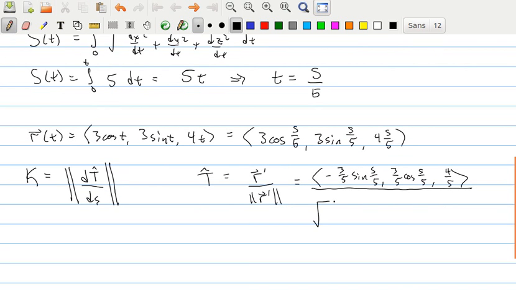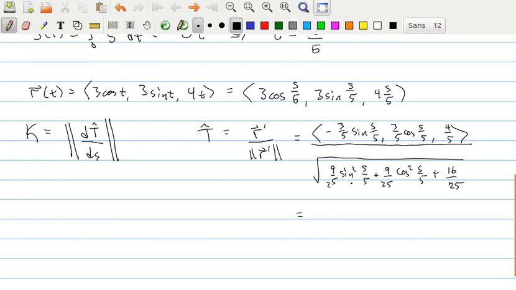So we're going to divide this thing by the square root of, well, we take the square of the first component, so it's going to be 9/25 sine squared s over 5, plus the square of the second component, so that's 9/25 cosine squared s over 5, plus we square the last term, we get 16 over 25. Okay, now we've got sine squared plus cosine squared. That's going to give us 1. And so the radical part is the square root of 9/25 plus 16/25. And that's 25/25, which is 1. So this whole radical part is 1.